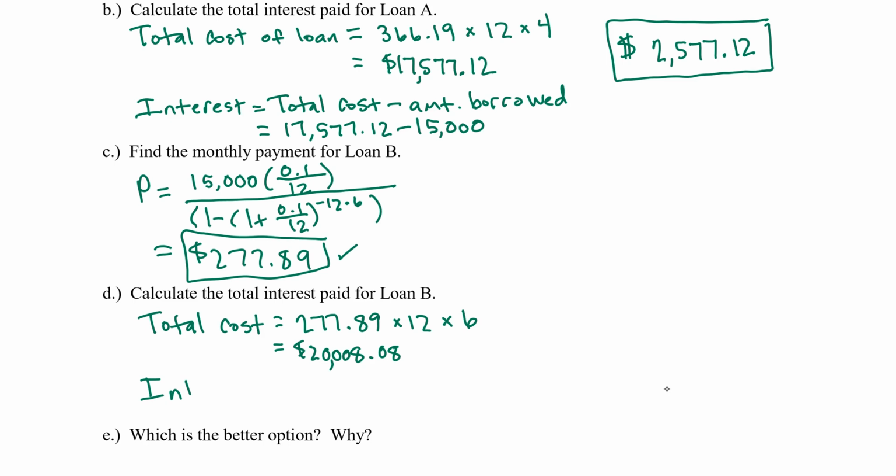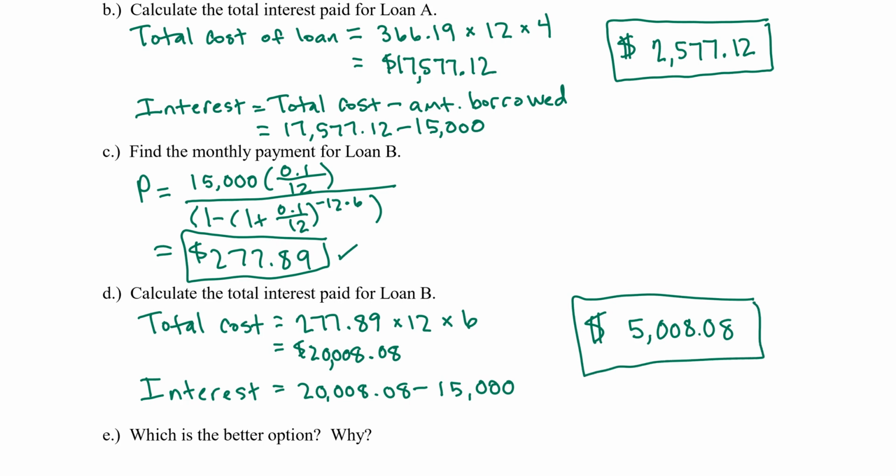Let's translate that into how much interest we paid. So we're going to take the total cost of the loan minus the initial amount that we borrowed, $15,000. And that's going to give us $5,008.08. If I compare the total amount of interest that I paid for option B, the one with the longer term, to the total amount of interest that I paid for the shorter term loan, then obviously loan A in the long run will be cheaper than loan B.